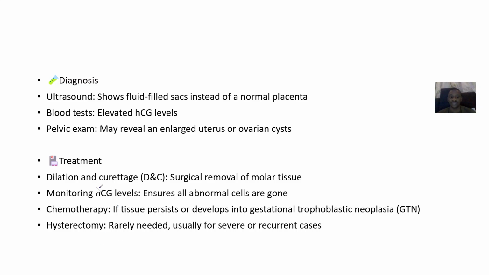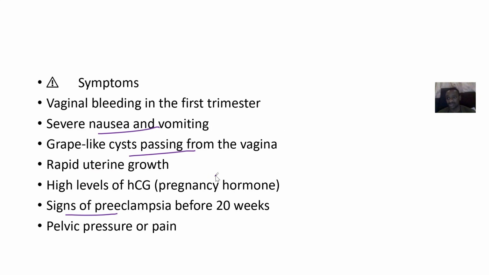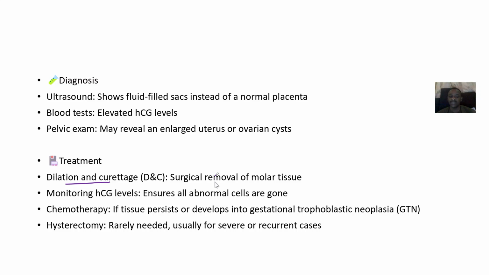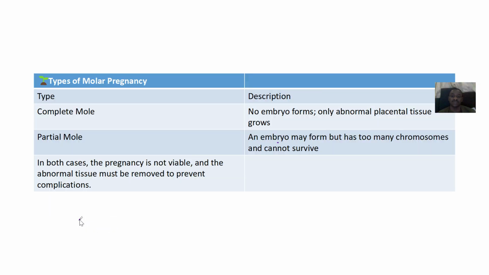This will help you know that, okay, this is actually from the uterus. So how about the treatment? Dilation and curettage, where you try to remove the molar tissues. Okay. Then monitoring human chorionic gonadotropin levels, chemotherapy, hysterectomy, all of this, all right, are important.